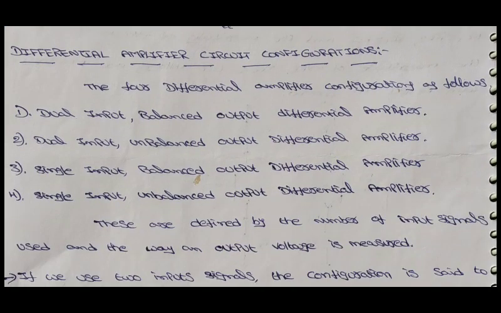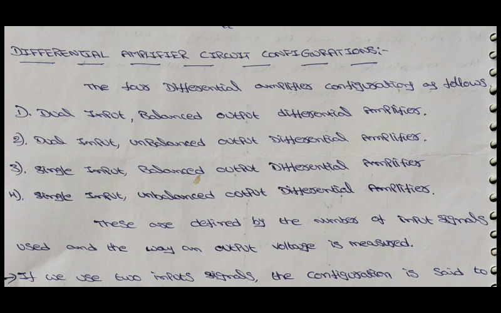Next, dual input unbalanced output differential amplifier. Whatever input was supplied in the previous one, the same will be applied here also. Dual input means the two inputs are applied to the two base terminals, and unbalanced output means we measure the output voltage across only one collector. Previously we measured the output in between two collectors, but here we measure the output across a single collector terminal. That is unbalanced output differential amplifier.